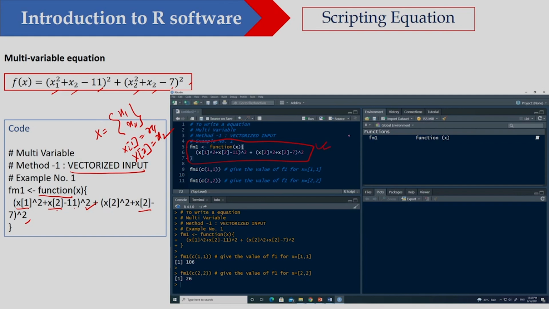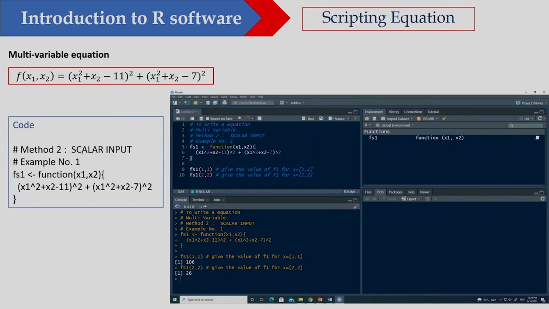If I execute this line, I get this particular function, and then if I need to calculate the value of this function for x equal to 1 1, I put c of 1 1. This is a vector, so I have to give a vector input. I am getting 106, and for 2 2 I am getting 26. For this problem, I can also give scalar input. In that case, I am defining x1 and x2.